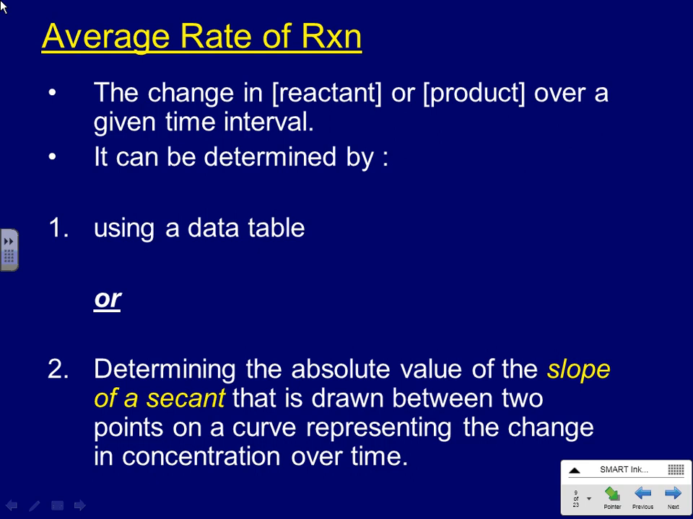Average rate. The change in reactant concentration or product concentration over a given time interval. So this is over an extended time interval.